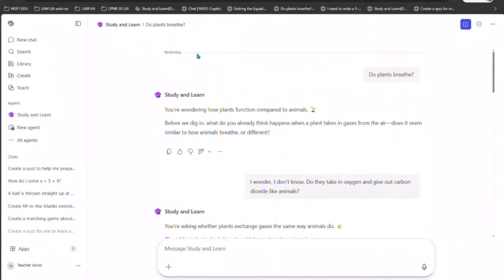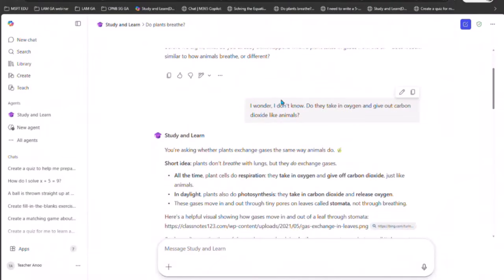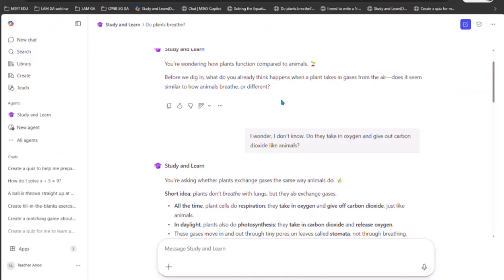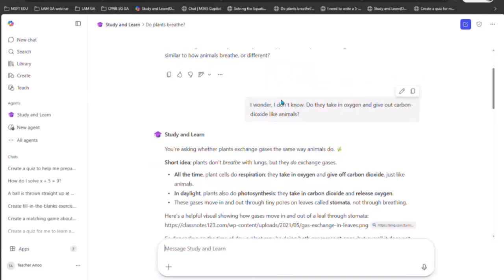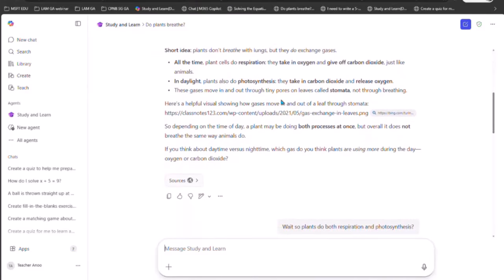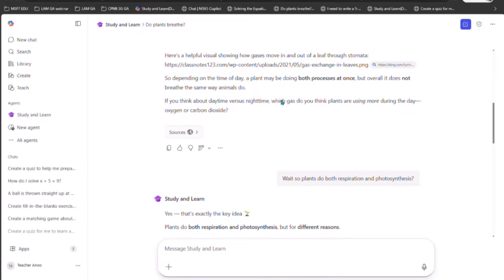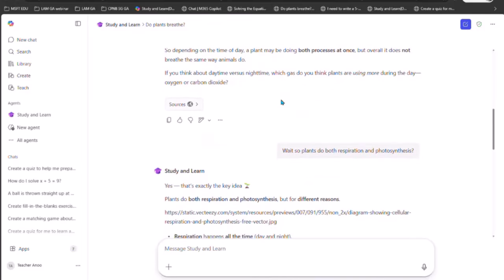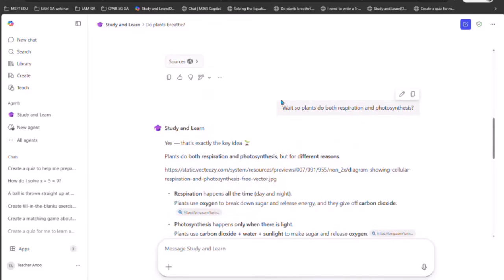Now I could ask it a very broad question. Do plants breathe? And it'll get into a conversation on that too. We've had people at the PhD level ask it questions, very complicated. It will stay with the conversation, break it down and have a whole conversation for me. In this case, plants breathe, but they also do photosynthesis. A lot of people are confused by that. And so it helps me connect the dots between those two.